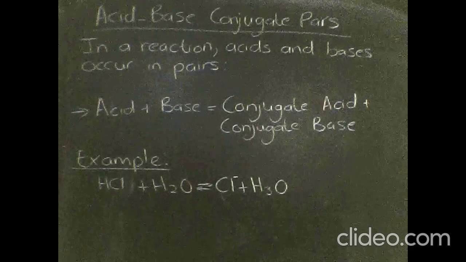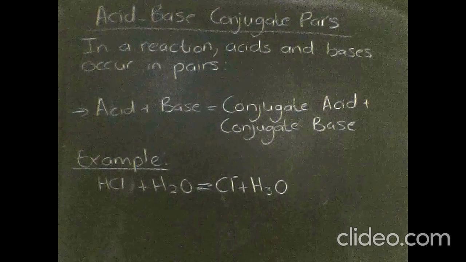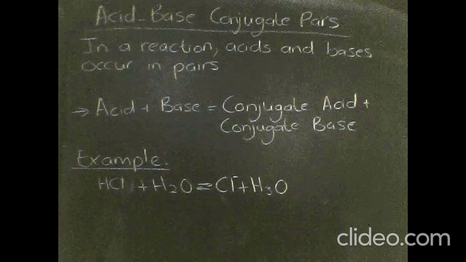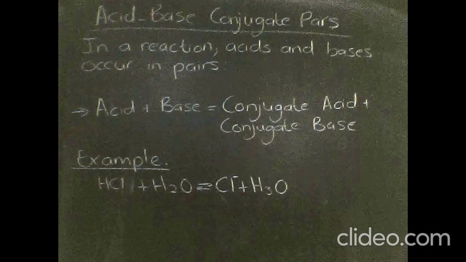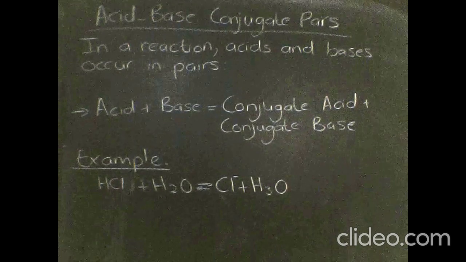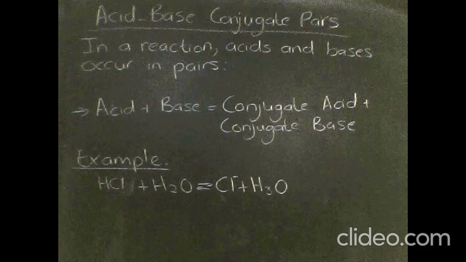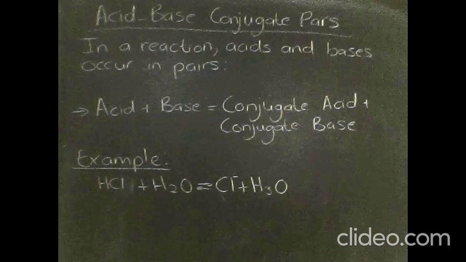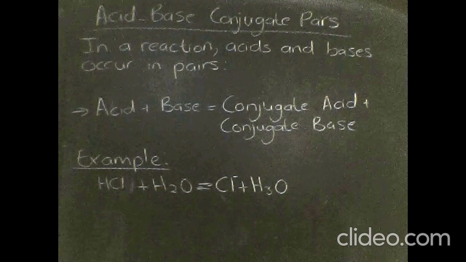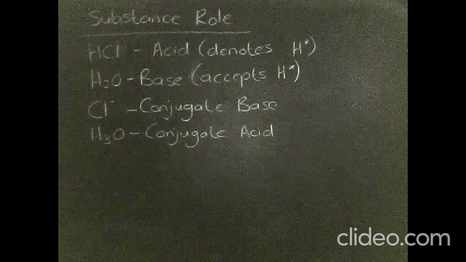So, acid-base conjugate pairs. A reaction of acids and bases occurs in pairs. Right, so an acid plus a base is equal to a conjugate acid plus a conjugate base. An example here that we have is hydrochloric acid plus water, which is H2O, gives us chloride plus hydronium ion. So that's an example. I am going to show you the substance roles on the next screen. So let's talk about the substance roles.